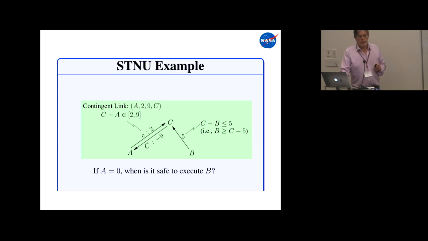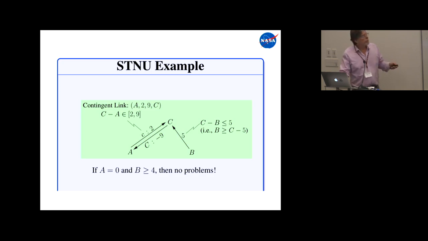This is kind of a hard question. It may not be obvious, because it's kind of an if-then-else kind of thing, right? When is it safe to execute B? Well, I'll give you a start, okay? If A is greater than 0 and B is greater than 4, then it doesn't matter what C does.